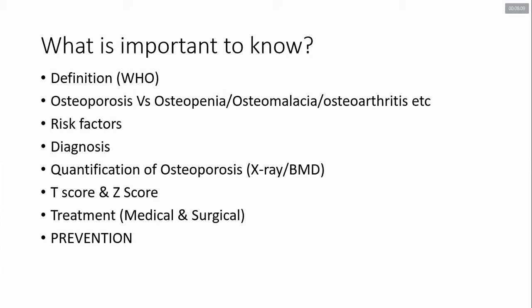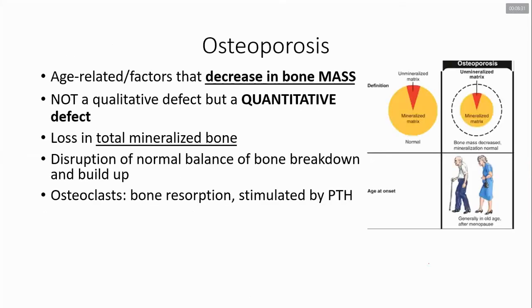So what are the modalities for diagnosis of osteoporosis? On the basis of X-ray and bone mineral density, how do you quantify osteoporosis? What do you mean by T-score, Z-score, and treatment? And as I've written in bold, prevention is the most important step rather than treating fractures or treating osteoporosis.